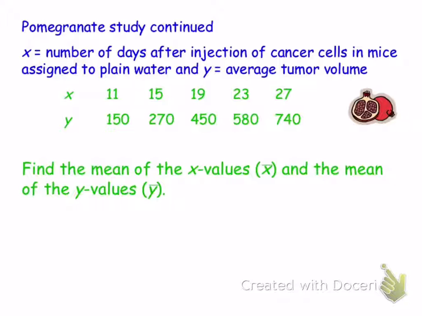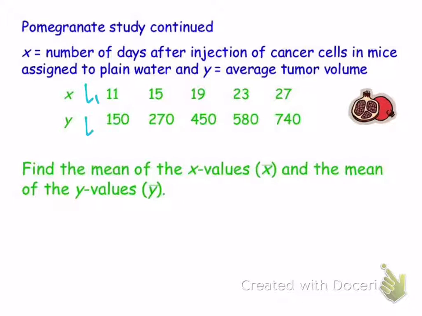If I want to find the mean values, X bar, and the mean values of Y's, the Y bar, how could I do that? How could I find the averages of those? Add them up, divide by 5. What if I had 75 data points? How would I do it if I had 87 data points? Add them up and divide by 87. Put them in a list.